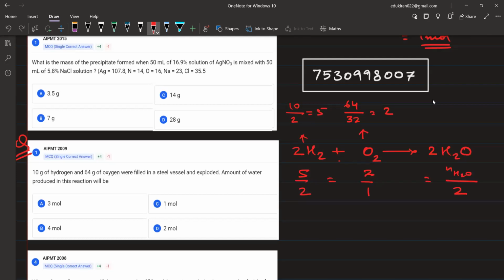First of all, we have to see what is the limiting reagent. So 5 upon 2 is 2.5. This is 2. So obviously, oxygen is my limiting reagent. Now I can write number of moles of H2O will be equal to 2 into 2, that is equal to 4 moles. इसमें आप लोगों ने कैसे गलती कर दी? This is the correct answer. Please write this down.